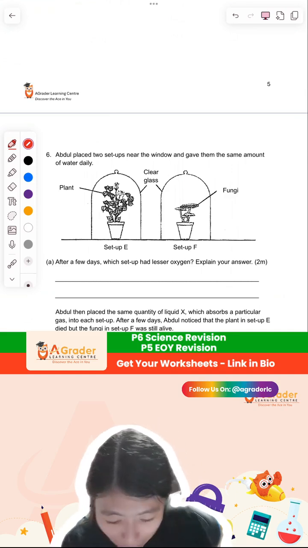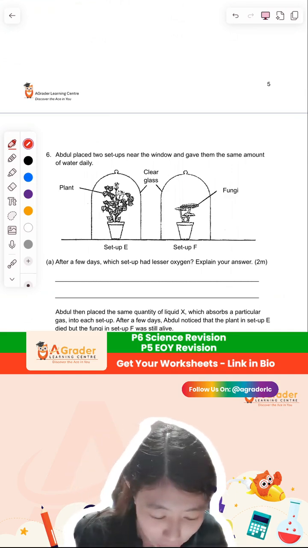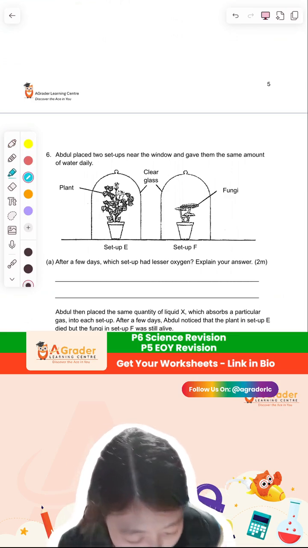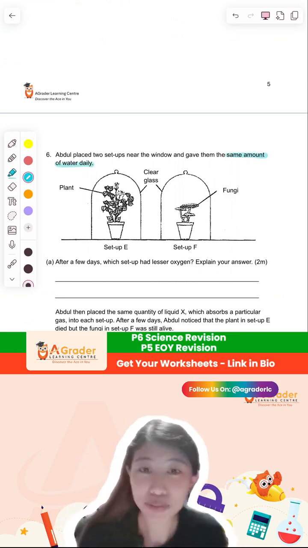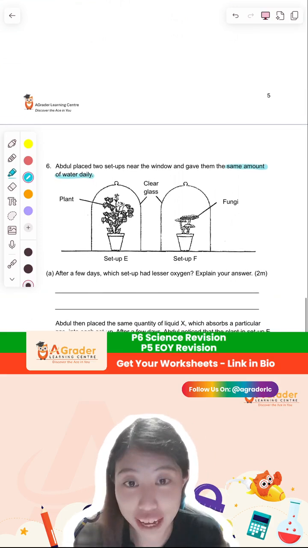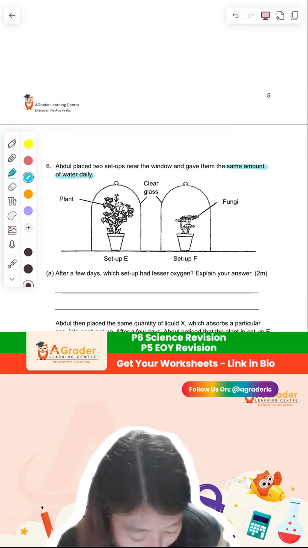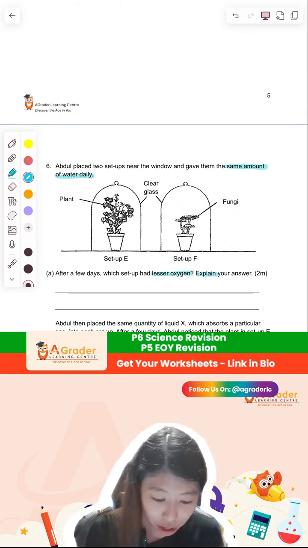For question 6, Abdul placed 2 setups near the window and gave them the same amount of water daily. After a few days, which setup do you think has less oxygen? And explain your answer.